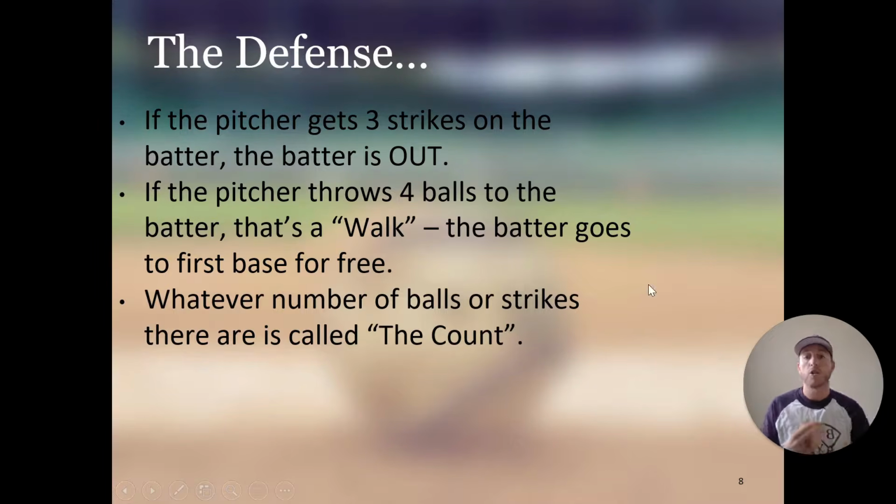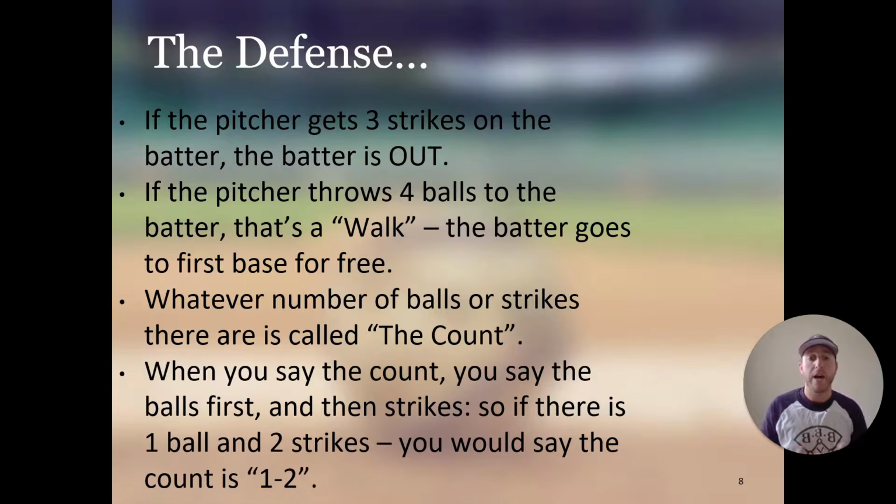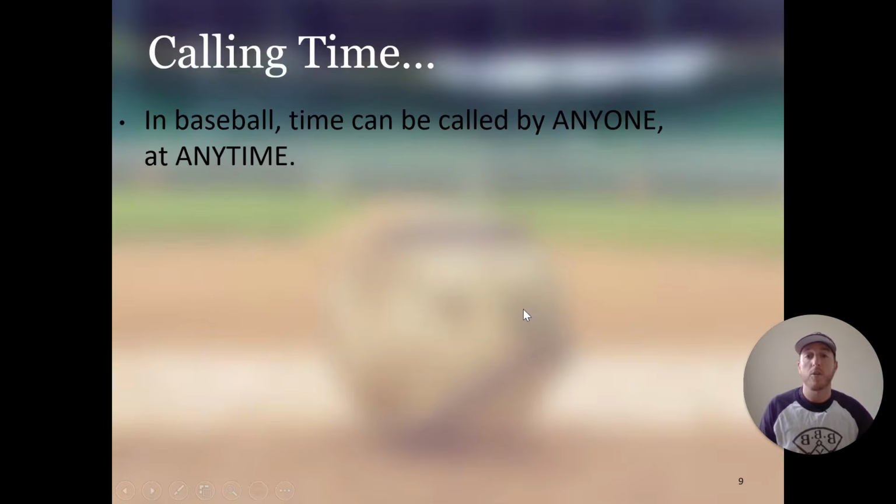Whatever number of balls and strikes there are is called the count. All right? So when you say the count, you say the balls first, and then the strikes. So if there's 1 ball and 2 strikes, you would say the count is 1 and 2. So whenever you see the count, if you're ever on ESPN watching a baseball game, the balls are always first, and the strikes are second. Always.